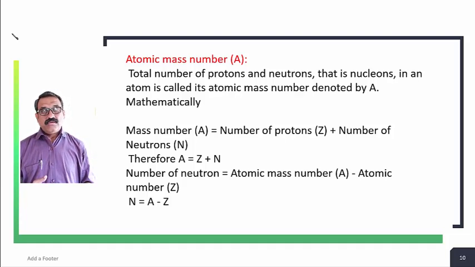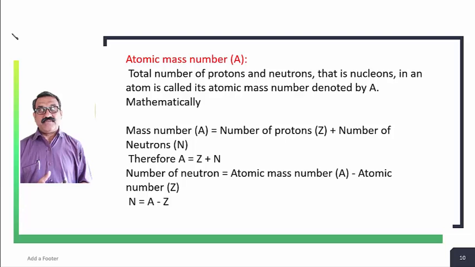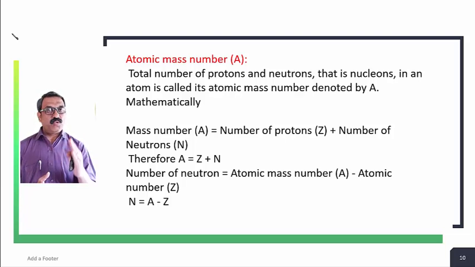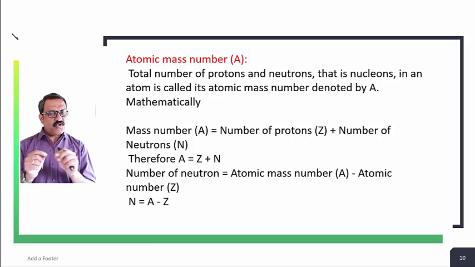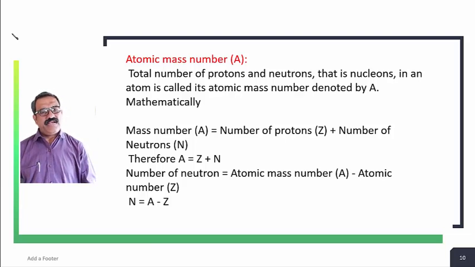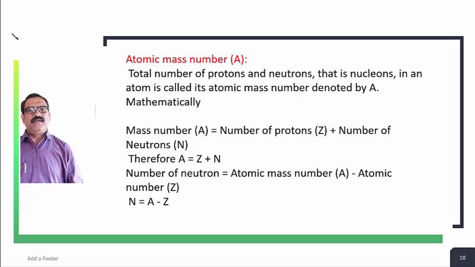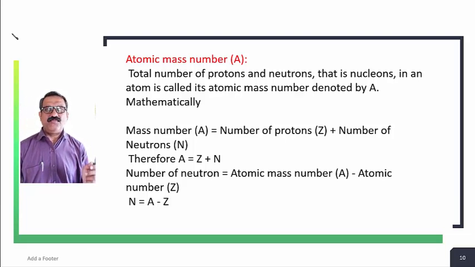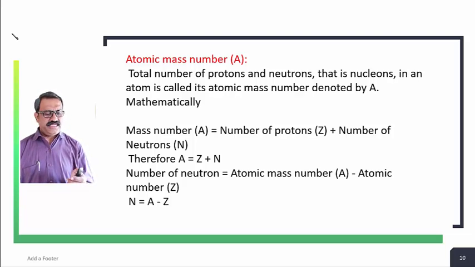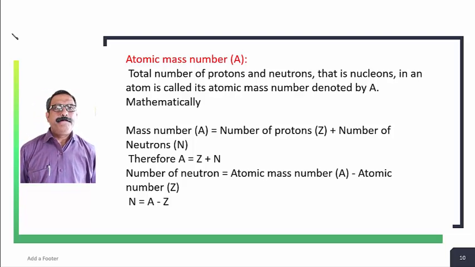And so how will we get the number of neutrons now? As A is equal to Z plus N, if we arrange the equation, N becomes N is equal to A minus Z. That is, if we subtract the number of protons from the number of protons and neutrons, what do we get? Number of neutrons. Number of neutrons is equal to atomic mass number minus atomic number. That is, capital N is equal to A minus Z.